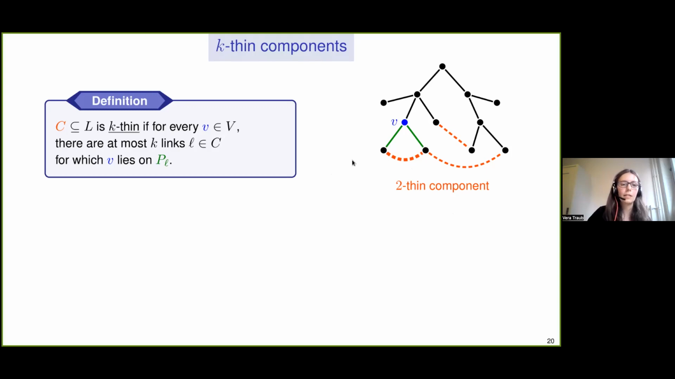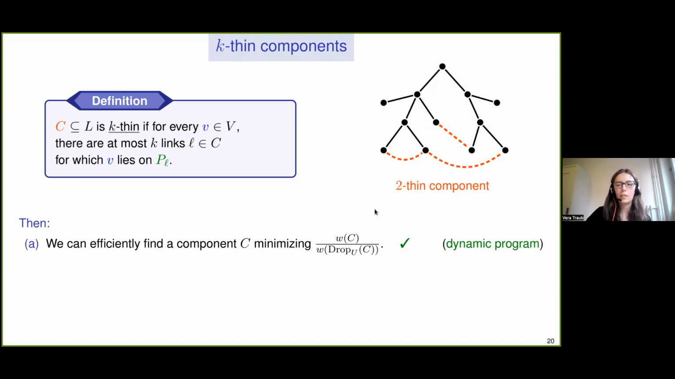And here V lies on this path. And V also lies on the green path between the endpoints of this link here. But it doesn't lie on the green path between the endpoints of this third link here. So V is lying on at most 2 of these 3 green paths PL between endpoints of a link in my component. This is why I call my component too thin, because this property actually holds for every vertex in this tree here. So this is the definition of k-thin components.